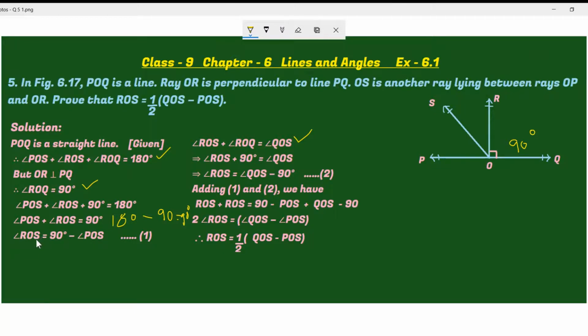But we have to make the equation with ROS. So I am going to keep ROS on the left hand side and take POS to the right hand side, where it becomes minus. So ROS is equal to 90 degrees minus POS. This is the first equation. Next equation will form.